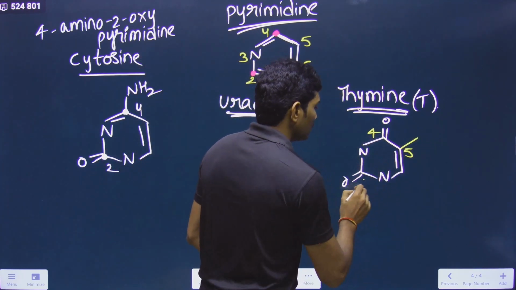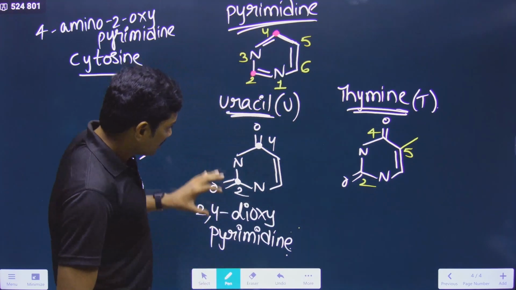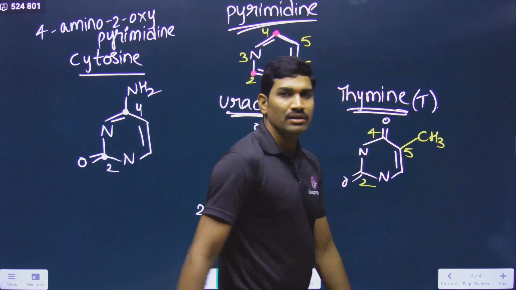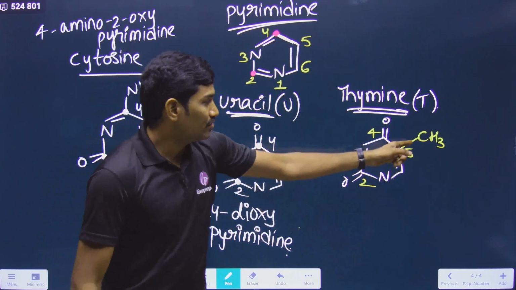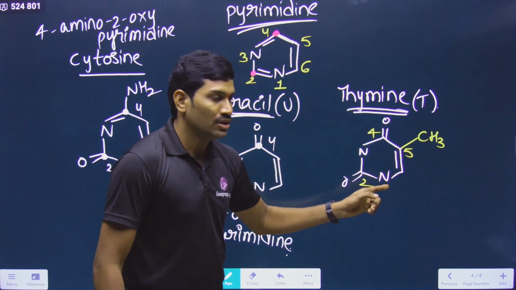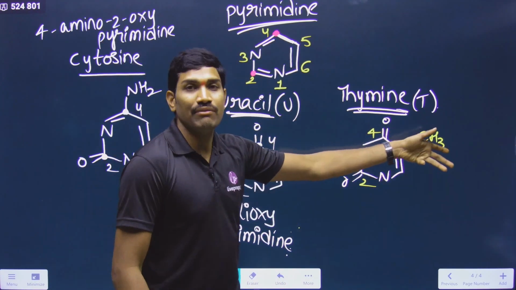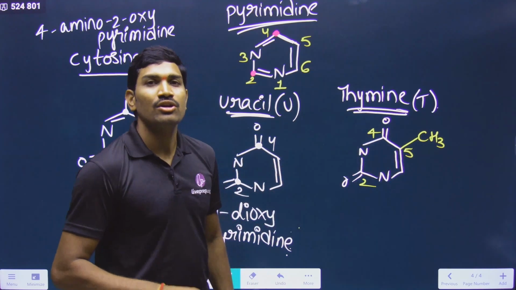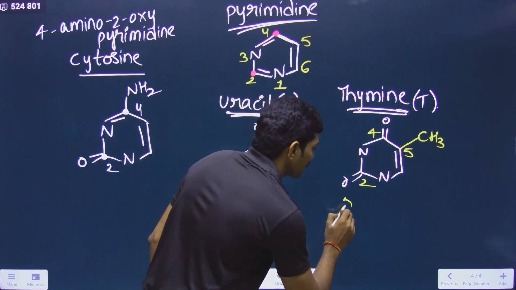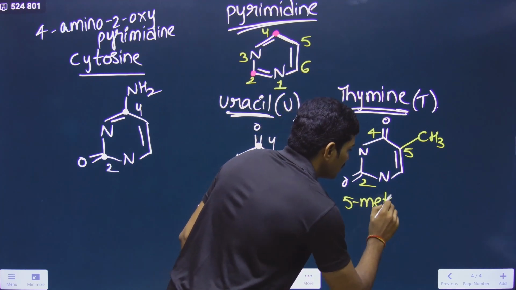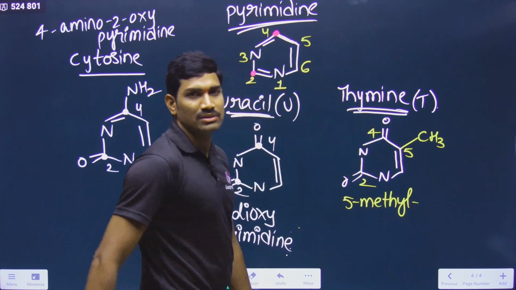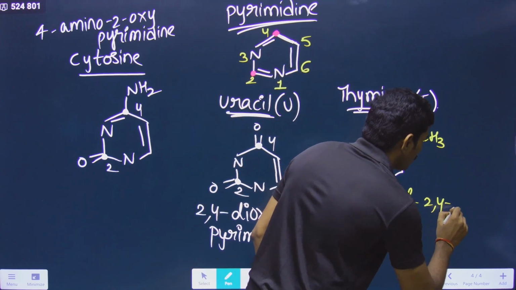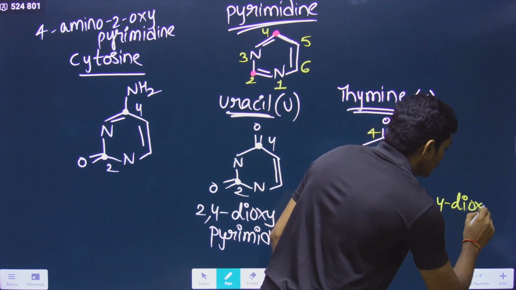This is the 4, this is the 2, right? As it is uracil, and here you need to add the methyl group, CH3 group. Methyl group you need to add at the 5th position. Understood or not? So as it is uracil, but it has one extra. What is that extra? Methyl group. At which carbon? 5th carbon. So now how do you write this? 5-methyl. At the 5th position, the methyl group is there. And this one is 2,4-dioxypyrimidine.